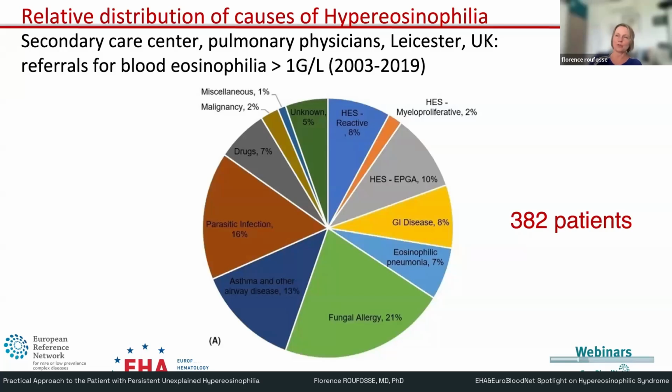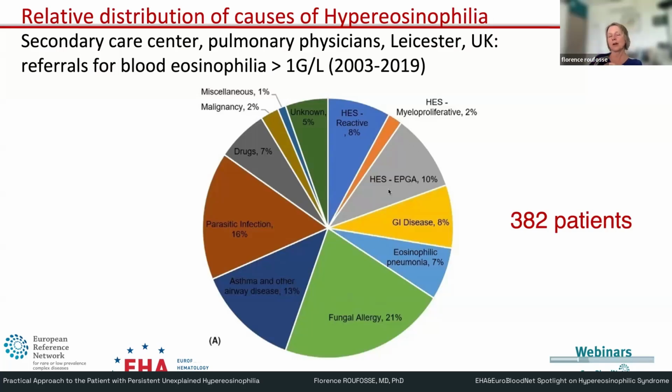Okay, my patient has more than 1,000 eosinophils per microliter. What's his problem? And so in this study, which was almost 400 patients over, I think, a 16-year interval, you can see the different types of diseases that a pulmonologist with a special expertise in hypereosinophilia will receive. Obviously, as he's a pulmonologist, lots of asthma, lots of fungal allergy, because this is actually allergic bronchopulmonary aspergillosis, eosinophilic pneumonia, EGPA and hypereosinophilic syndromes.